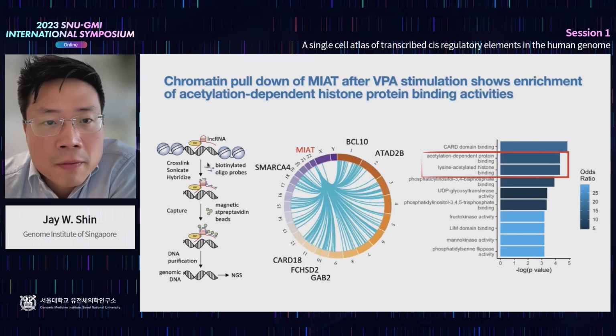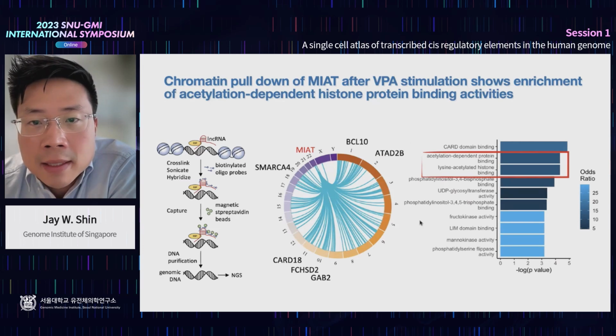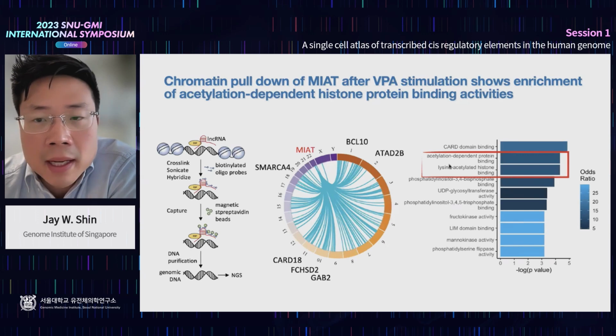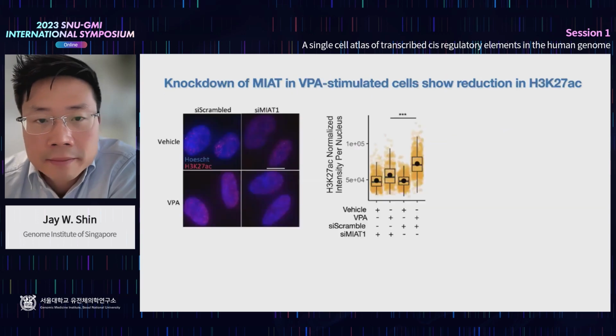So we also performed ChIRP-seq again. We stimulated the cells with BPA, designed the probes against this non-coding RNA MIAT, and we demonstrate that they do interact with multiple chromosomes in the genome. And interestingly, a lot of the interacting partners are enriched for acetylation-dependent protein binding or lysine-acylated histone binding, which makes a lot of sense because these cells are stimulated with BPA, and MIAT is regulating these sites that are relevant and important for acetylation.